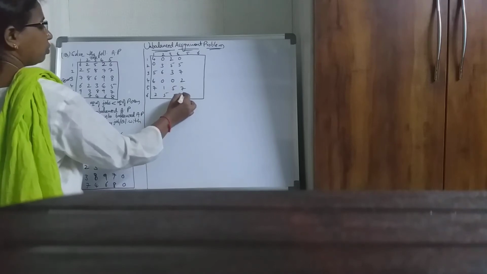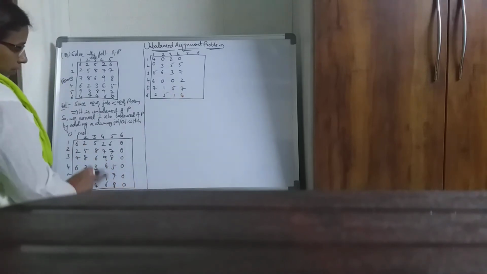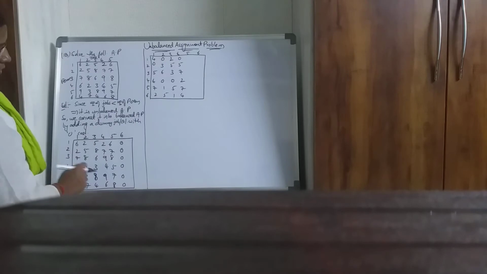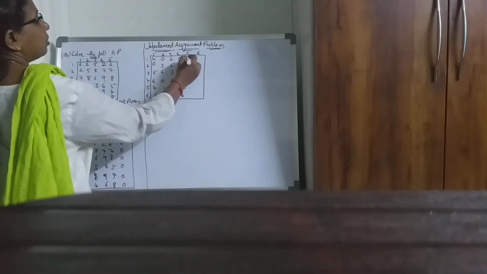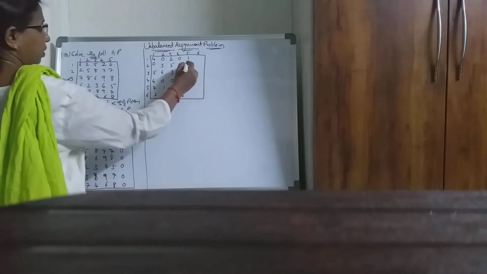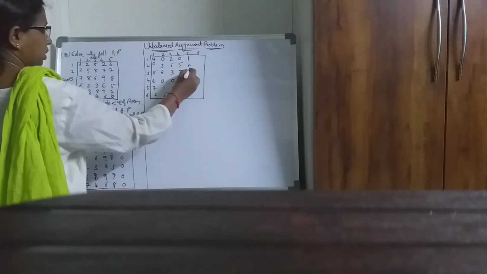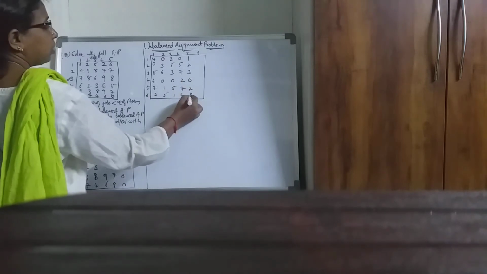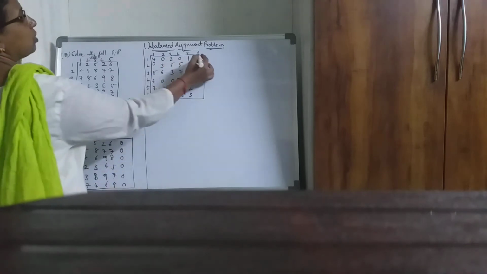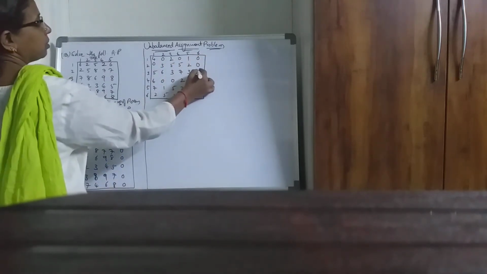6 minus 2, 4. Fifth column minimum is 5. So subtract that 5 from all elements of that column. 6 minus 5, 1. 7 minus 5, 2. 8 minus 5, 3. 5 minus 5, 0. 7 minus 5, 2. 8 minus 5, 3. The sixth column has zeros, so write that as it is.